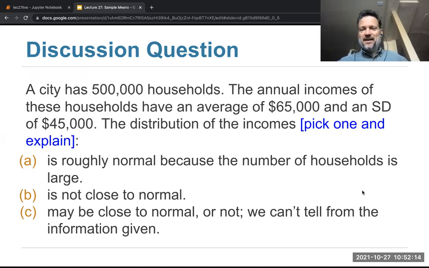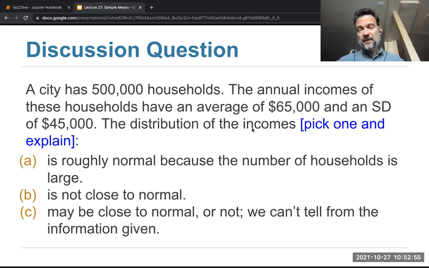Yes, C is correct. Good job. All right, this is a little test. Central limit theorem tells us about the distribution of sample means, but this question is asking about the distribution of all incomes in the city. What's the population here? The population is the 500,000 households. So when it asks about the distribution of incomes, that's asking about the distribution of those 500,000 incomes. In other words, this is asking about the population distribution.